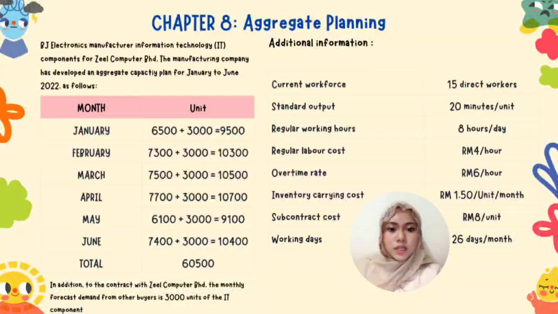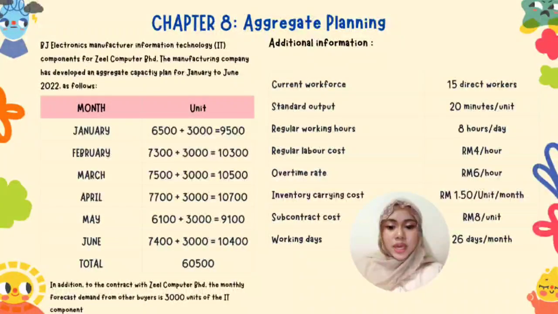Okay, and then we have additional information here. The current workforce is 15 direct workers. Standard output is 20 minutes per unit. Regular working hours are 8 hours per day. Regular labor cost is 4 ringgit per hour. Overtime rate is 6 ringgit per hour. Inventory carrying cost is 1 ringgit 50 cents per unit per month. Subcontract cost is 8 ringgit per unit. And working days are 26 days per month.